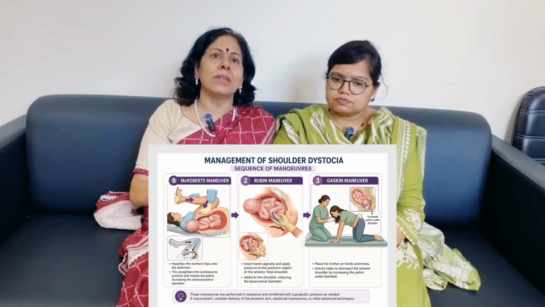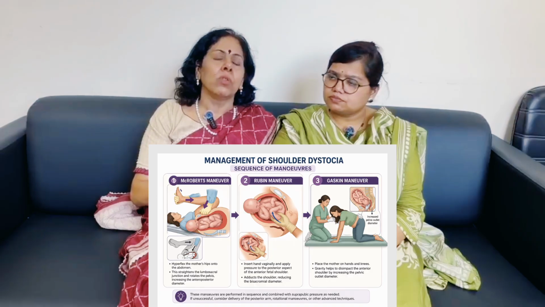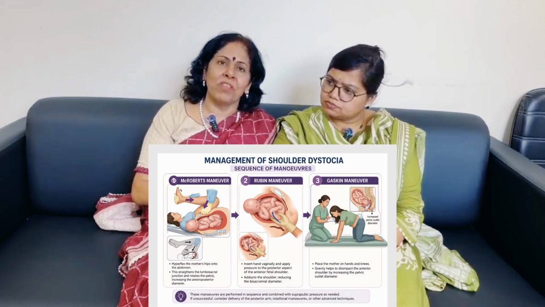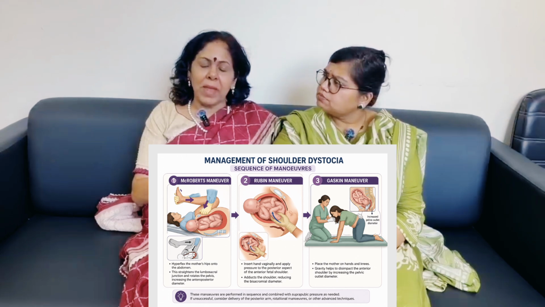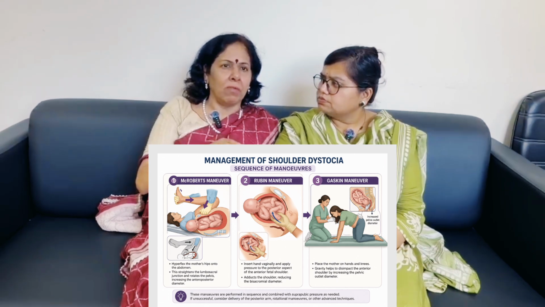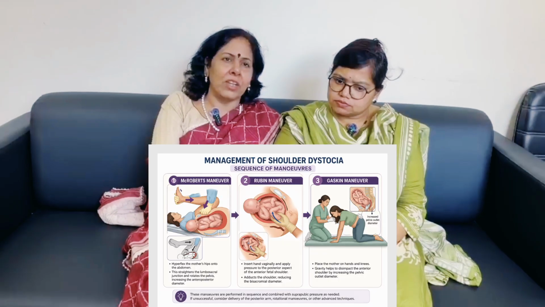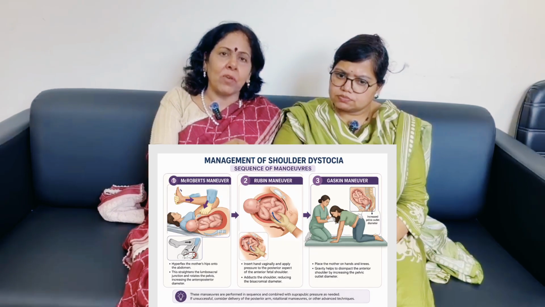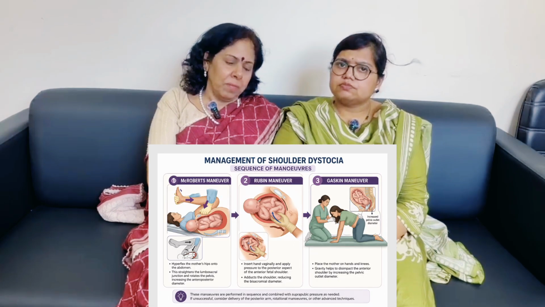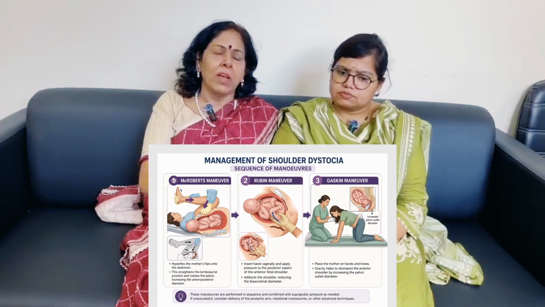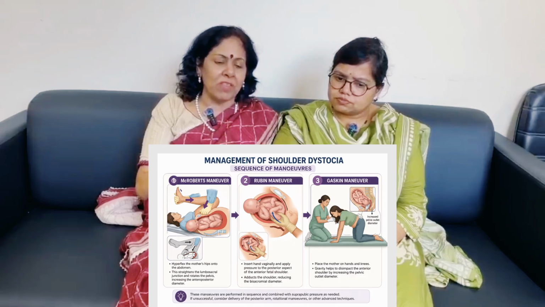But you should also understand other maneuvers, right? If the McRoberts maneuver fails, then the second maneuver is Rubin's maneuver. In this, basically we make the shoulders oblique. We bring it into the oblique diameter by pushing our hands over the anterior shoulder so that the bisacromial diameter decreases. Make it oblique. So that will release the shoulders, right? So the second maneuver is Rubin's maneuver.